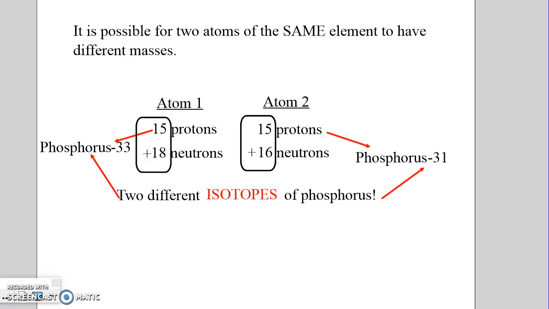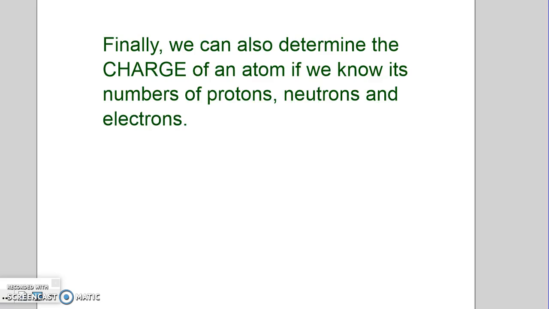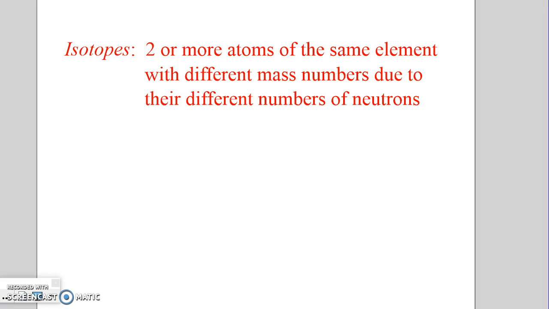These are the same element, but they're not the same isotopes. That's a new word there, isotopes. Isotopes are two or more atoms of the same element with different mass numbers due to their different numbers of neutrons.